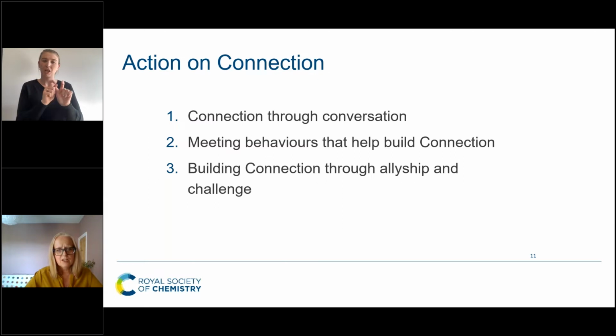The second action is around meeting behaviours, welcoming people by name into meetings, using icebreakers that really help people connect, ensuring everybody gets a chance to contribute. And then finally, building connection through allyship and challenge. Being an ally, not letting inappropriate or disrespectful behaviour go unchallenged, and amplifying, not speaking over or for or on behalf of other people. All of those are what helps build connection.